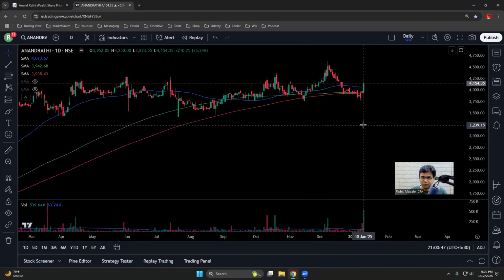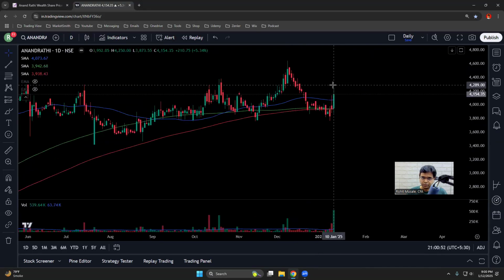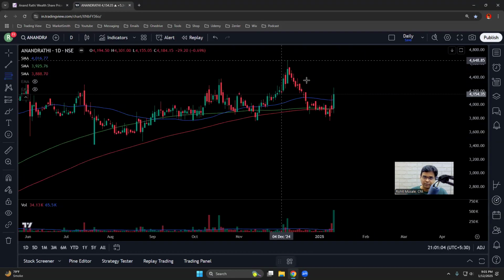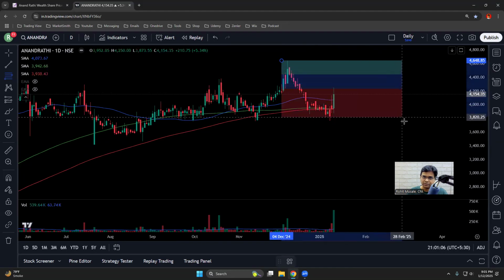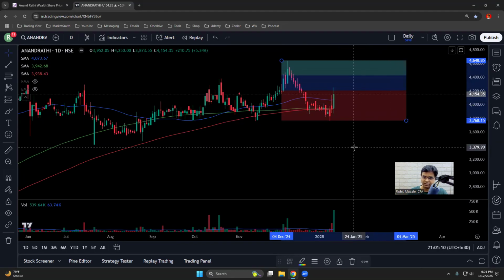But count the number of points in the base. Point 1, point 2, and point 3. That's it. Just 3 points in the base, right? So we need a minimum of 4 points in the base. Plus we want the buy point in the green zone, right? So there are too many violations in this stock for me to even consider it.